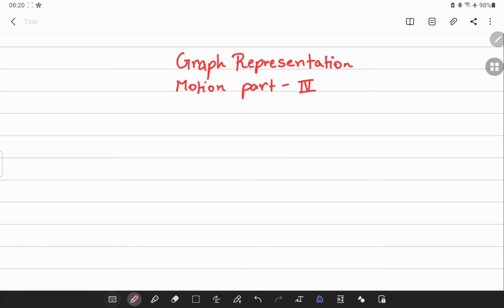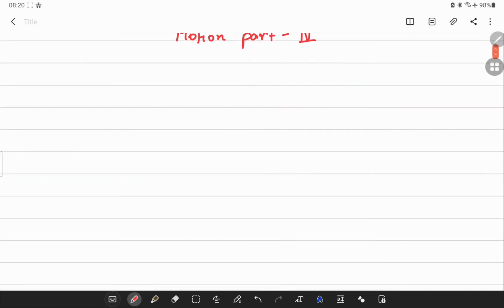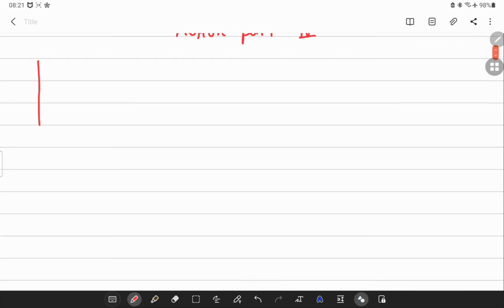Okay, so coming on to graphs. Graphs are mainly a graphical way of representing motion. Now there are many types of graphs. First is the distance time graph.